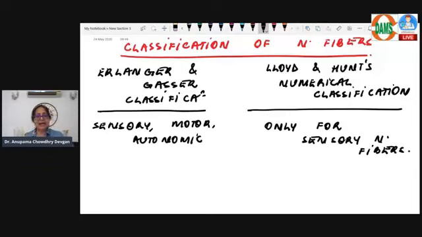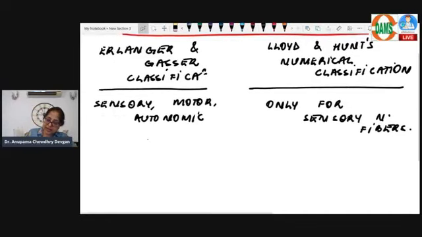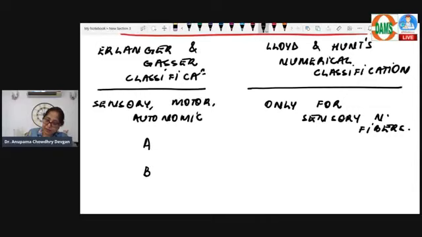Erlanger and Gasser classification is for all types of nerve fibers, whether they are sensory, motor, or autonomic. And Lloyd and Hunt's numerical classification is only for sensory. Now, in Erlanger and Gasser classification, the nerve fibers are divided into type A, type B, and type C.